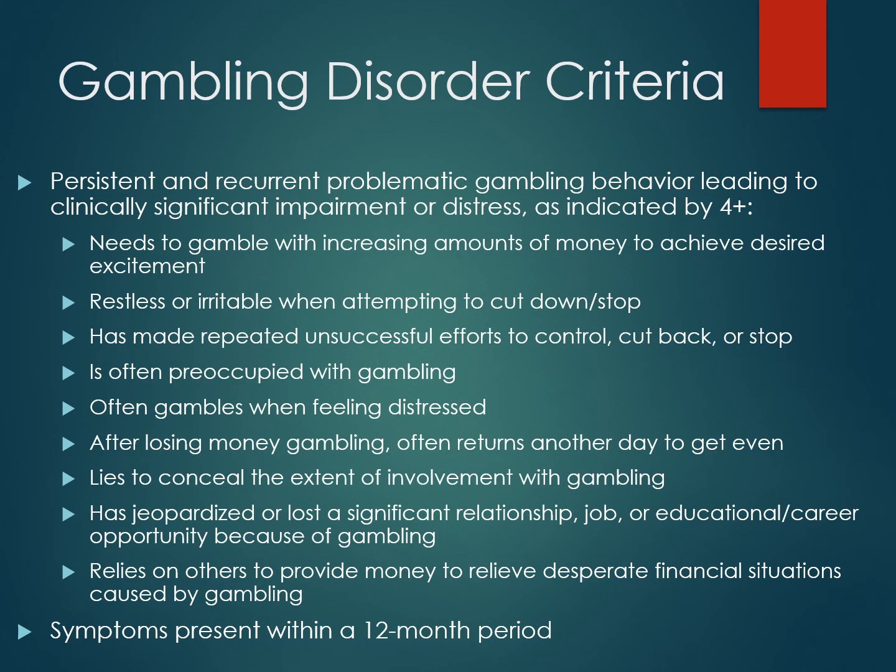The last criterion is that the individual ends up relying on others to loan him money to alleviate some desperate financial situations caused by his gambling. Because of the excessive gambling behavior, the person may have gotten himself into serious debt and starts looking to others to help him out financially.